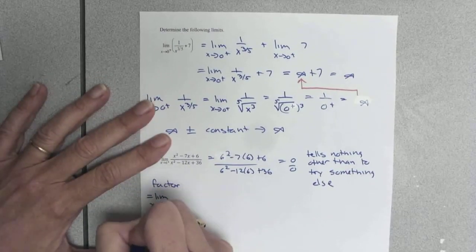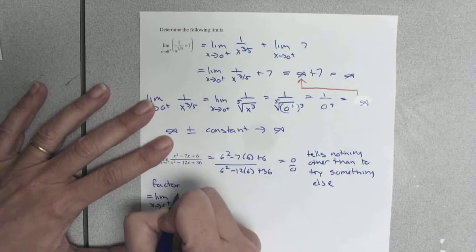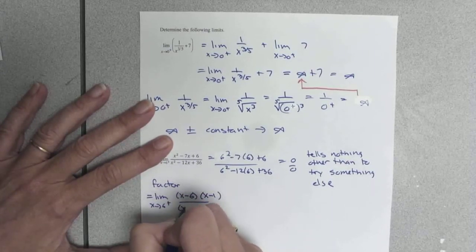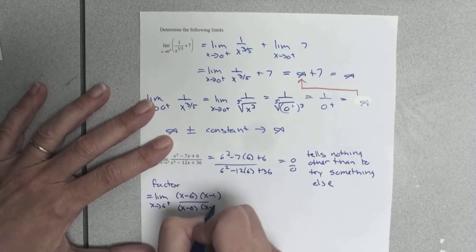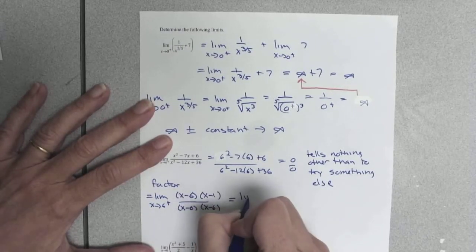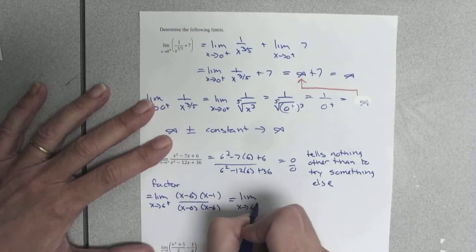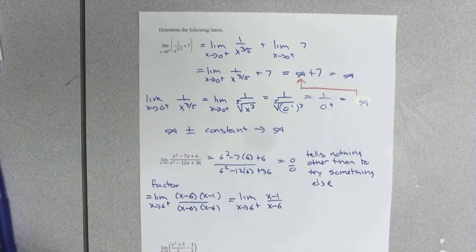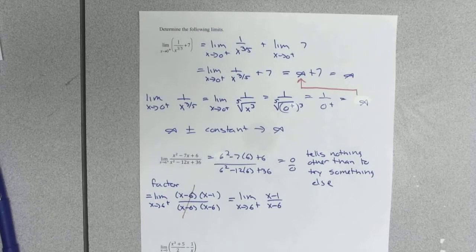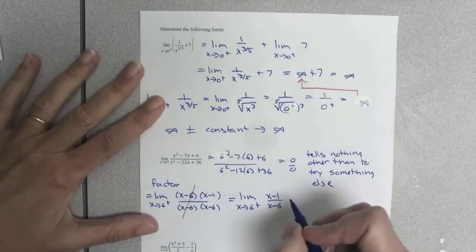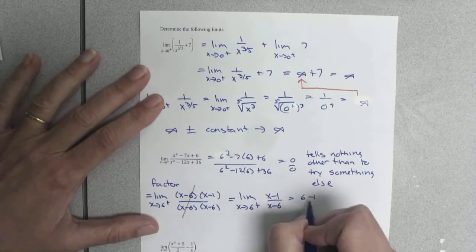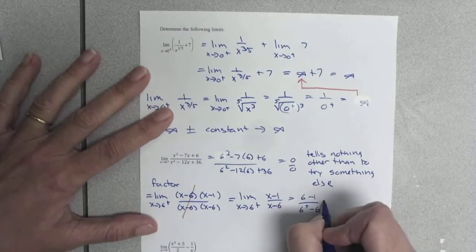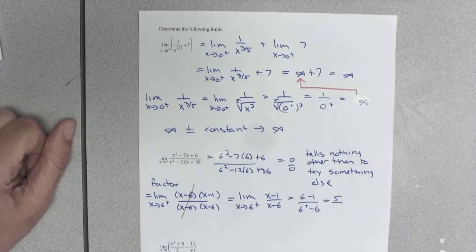So this will be the limit as x approaches 6 from the right of x minus 6, x minus 1 over x minus 6, x minus 6, which gives me the limit as x approaches 6 from the right of x minus 1 over x minus 6. So I factor, and I got some stuff to cancel. And now let's substitute. So that's going to be 6 minus 1 over 6 from the right minus 6. That's going to be 5 over.